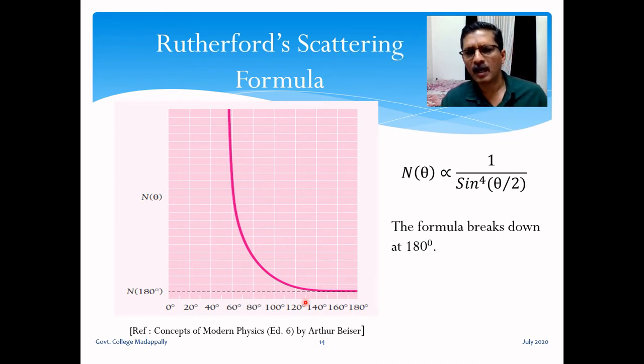Another important point is that Rutherford's formula breaks down at backscattering at 180 degrees. When backscattering happens, the Rutherford scattering formula fails. So during this period from 1911 onwards, once he derived this formula, Rutherford was systematically looking for large angle scattering where his formula fails. Let us see what happens at the instant of backscattering.